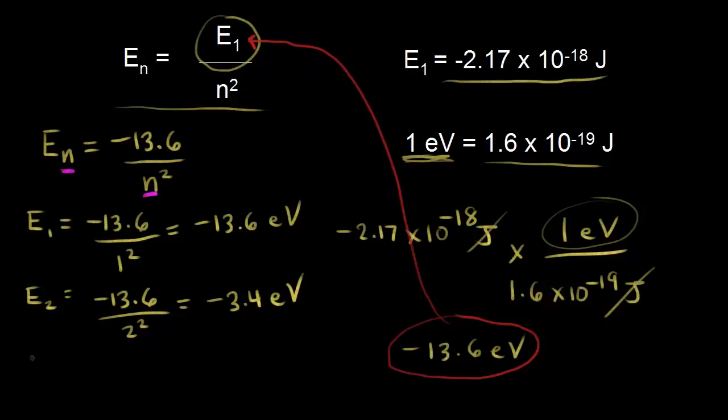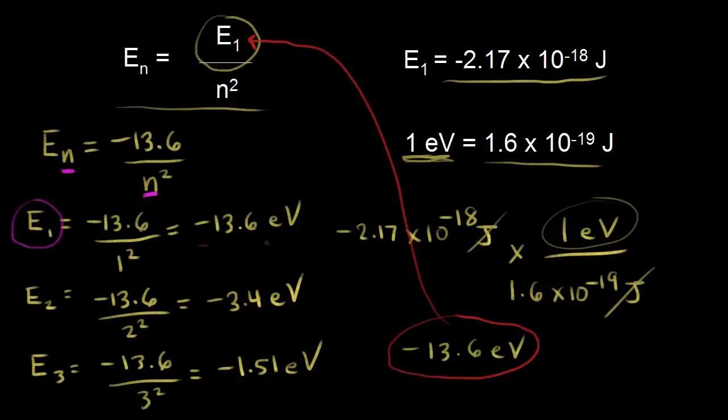And then let's do one more. The energy for the third energy level is equal to negative 13.6, and now n is equal to 3, so this would be 3 squared. This gives you negative 1.51 electron volts. So we have the energies for 3 different energy levels. E1 is equal to negative 13.6, E2 is equal to negative 3.4, and E3 is equal to negative 1.51 electron volts.